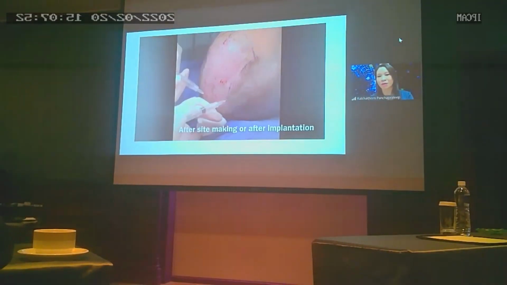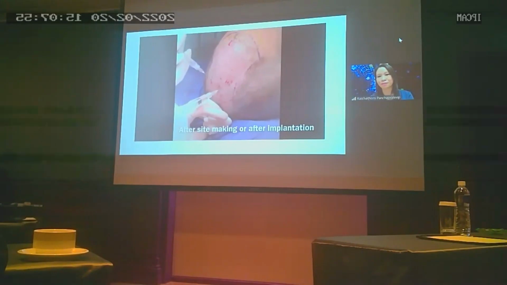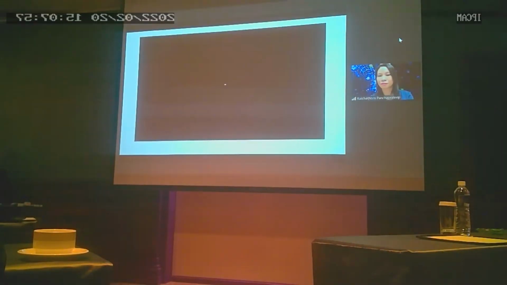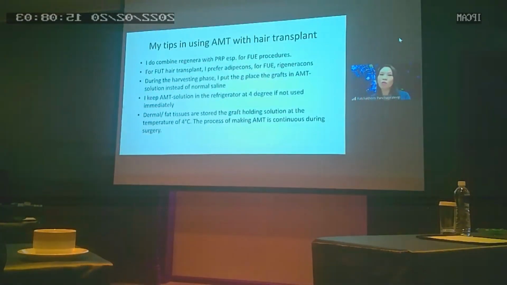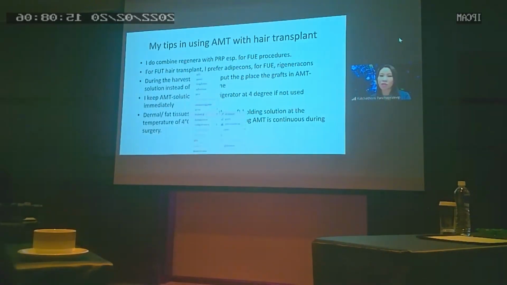0.1 per centimeter after size 19. So my tip is using AMT regenerative haircuts, and right now I usually compare regenerative with PRP. In the past I put the normal things, but right now I moved to the PRP. For the FUT haircut, I prefer the big open cartridge than a small one. And for the FUE, the small one is okay.